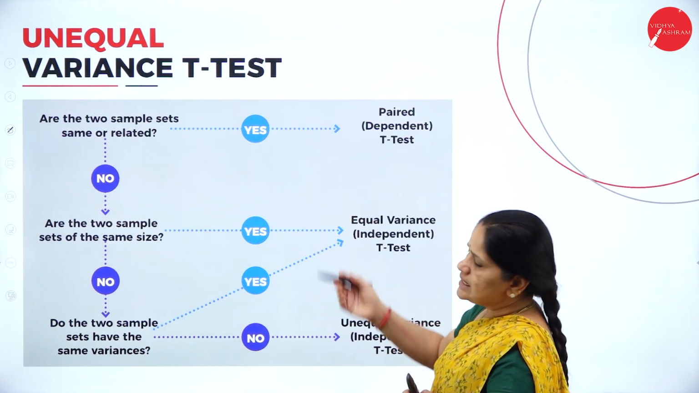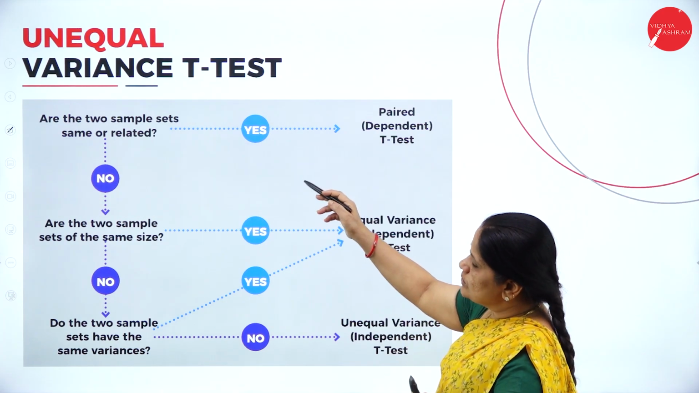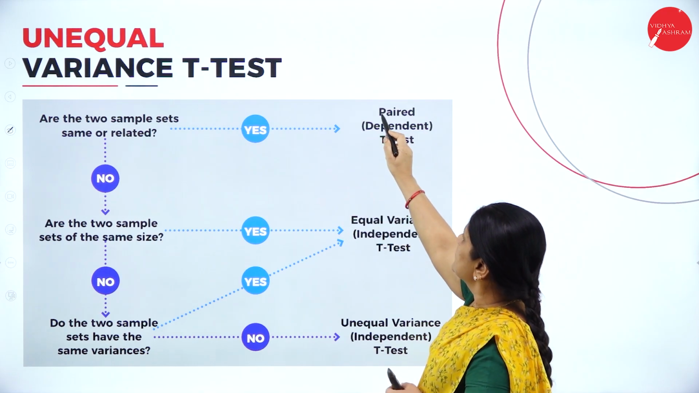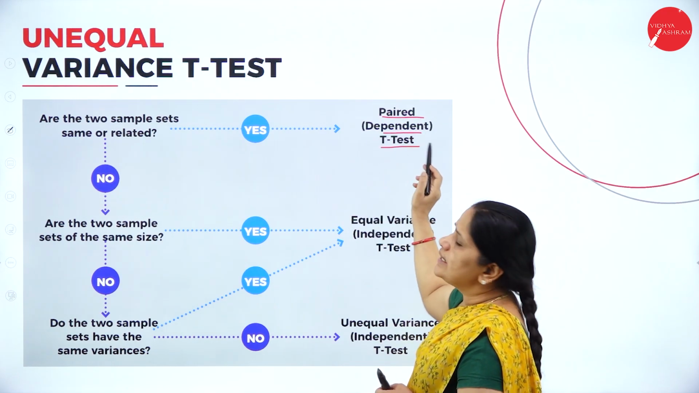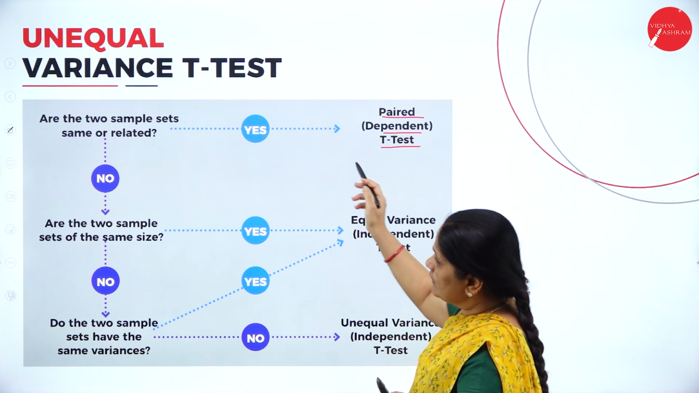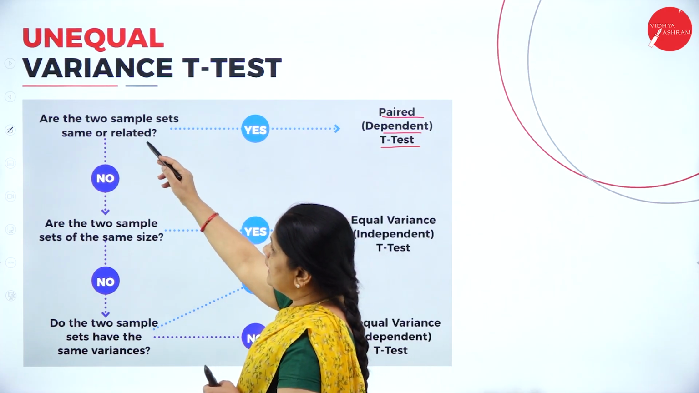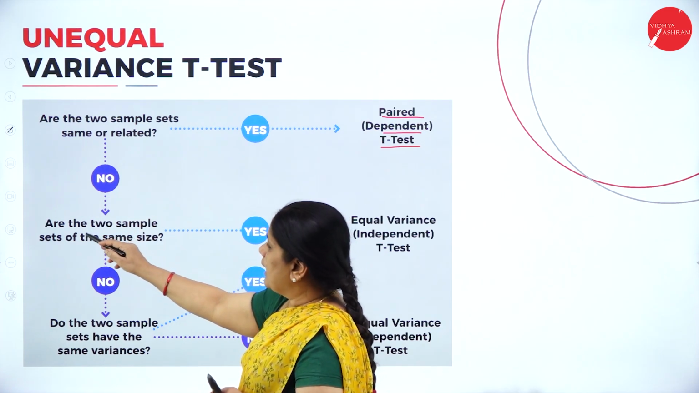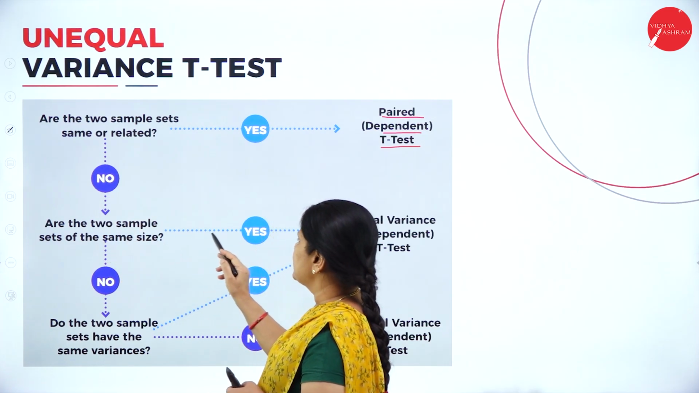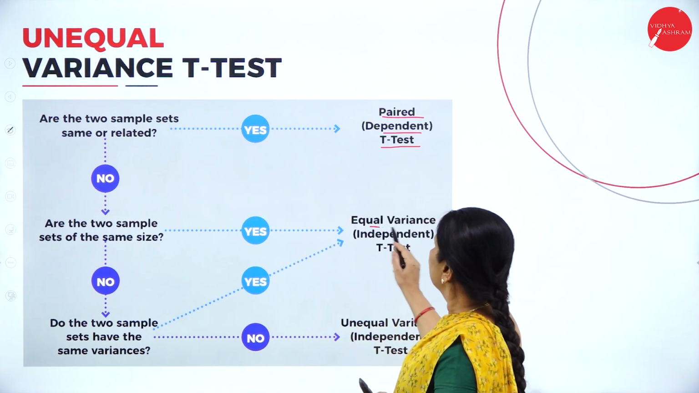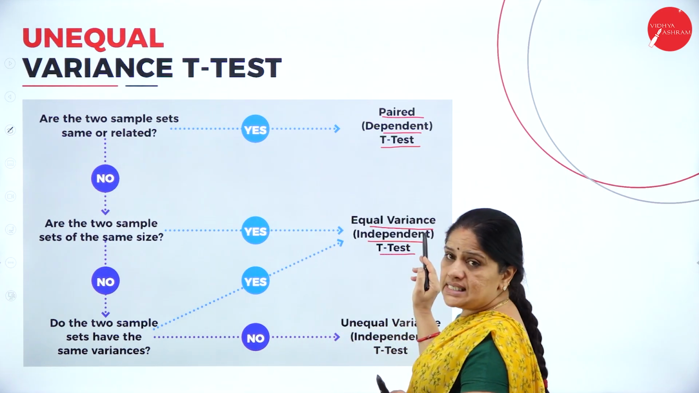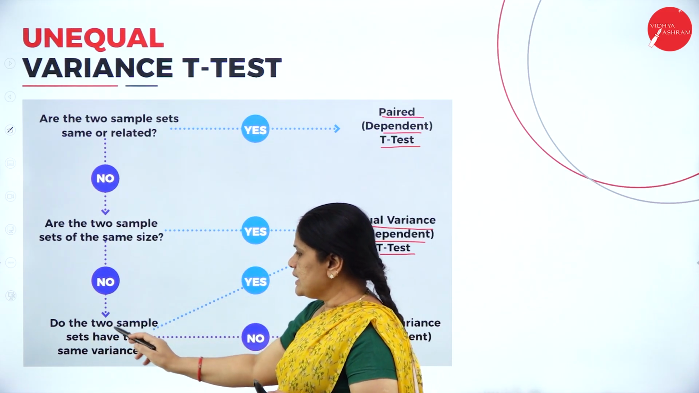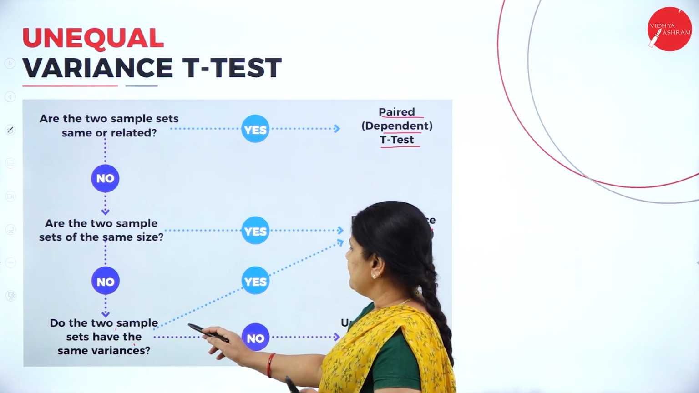If you can see the table here, the first question is: are the two sample sets the same or related? If yes, then we can use the paired t-test. If the two sample sets are not the same or related, then it is a no. Are the two sample sets of the same size? If yes, then we can use an equal variance t-test. If no, then do the sample sets have the same variance?